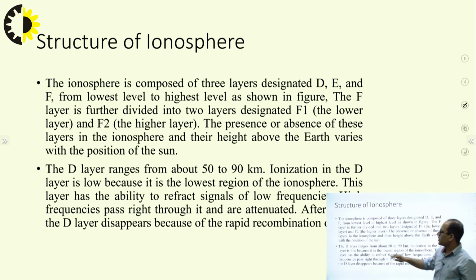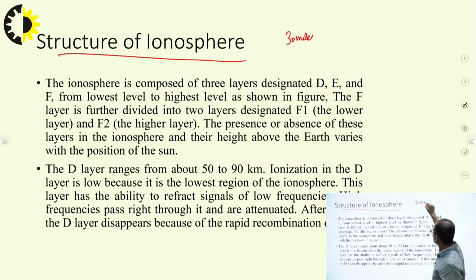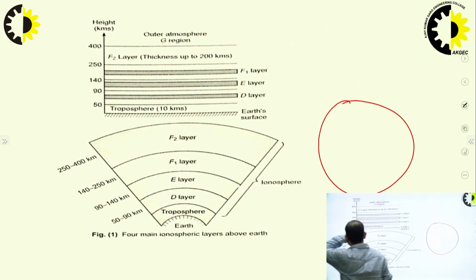The next one is the structure of the ionosphere. Now this ionosphere has a range from 30 miles to 250 miles, or you can say 50 kilometers to 400 kilometers. This layer is further divided into 4 to 5 layers. This ionosphere is further divided into 5 layers.